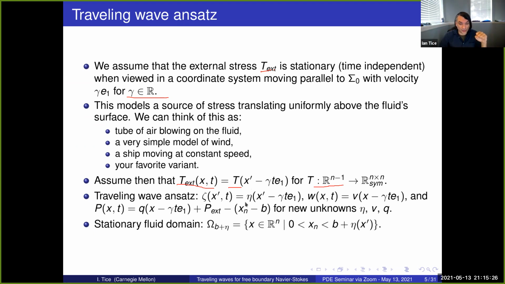Once we make this ansatz for the external stress, we then have to make a similar ansatz for all of the other variables. So the traveling wave ansatz for the free surface function, we will call eta. For the velocity field, we will call v. And for the pressure, it's convenient for various reasons to not just change variables by switching to a new variable little q, but to also subtract off the so-called hydrostatic pressure in order to make some other calculations more convenient down the line. So we will make that convention. So the point is that our new unknowns are eta, v, and q in the traveling wave system. The domain itself is still unknown. We don't know the function eta, so we also then don't know the set omega b plus eta, which is the set in which the PDE for v and q will have to be satisfied.